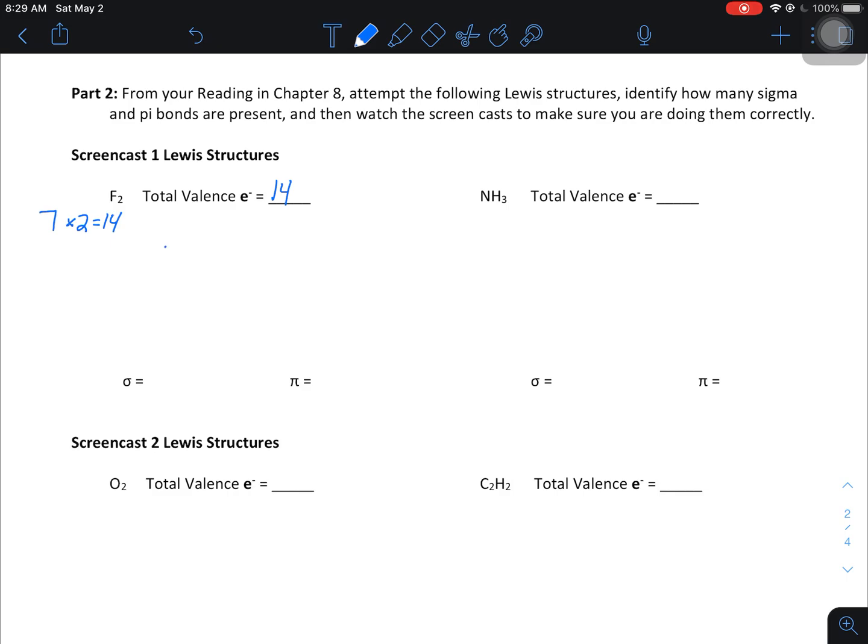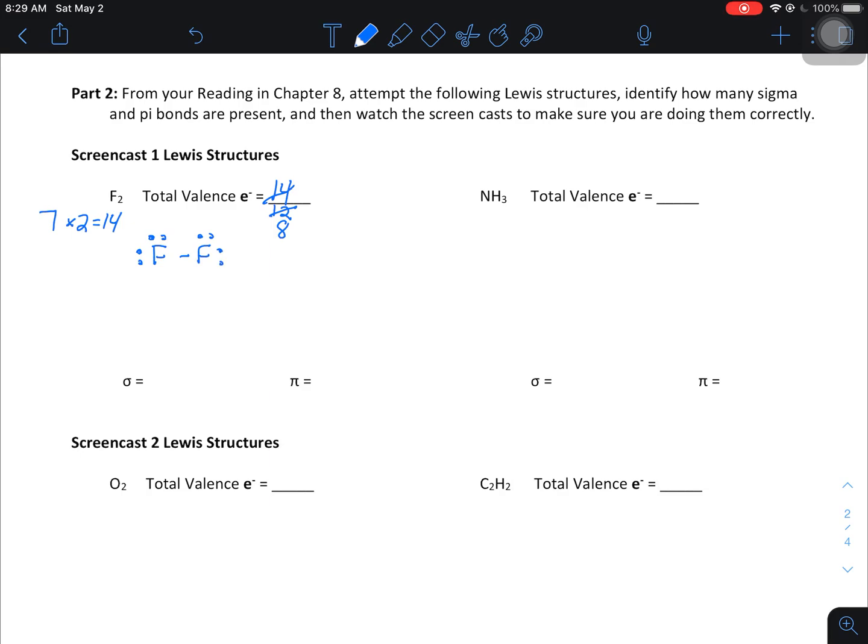So I'm going to place my first fluorine atom, and I'm going to connect it to the other fluorine atom. That line connection tells me I have now used 2 of my electrons, and I have 12 to distribute. What we now want to try to do is make a complete octet. So I'm going to start to evenly distribute electrons to both sides. That's 4, which takes me down to 8.